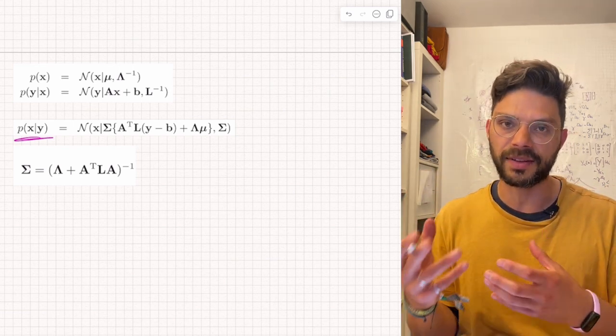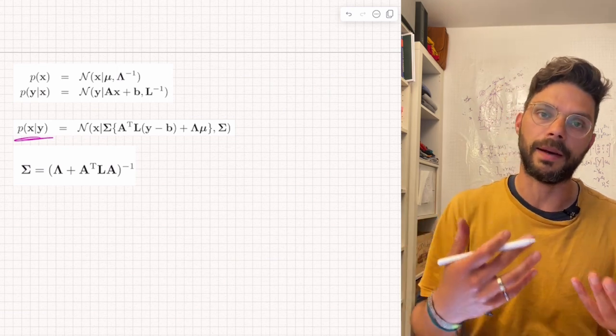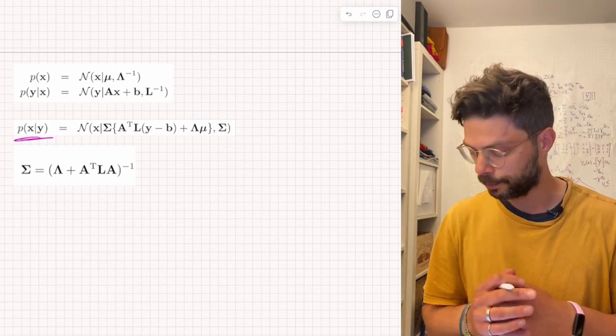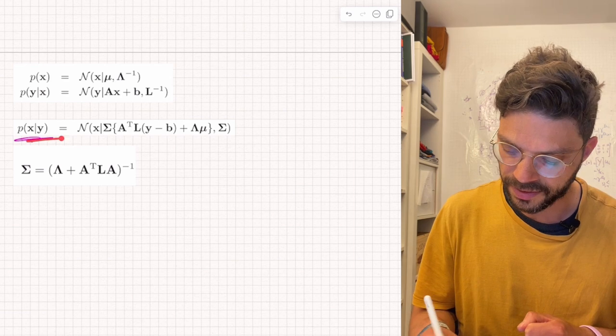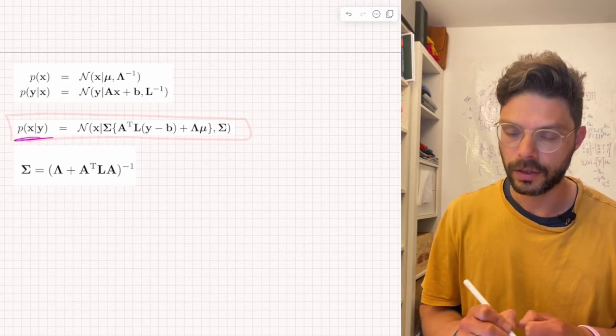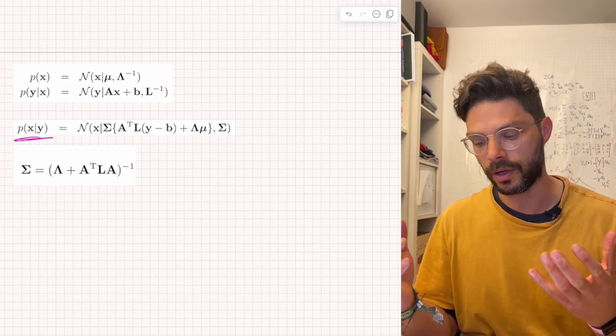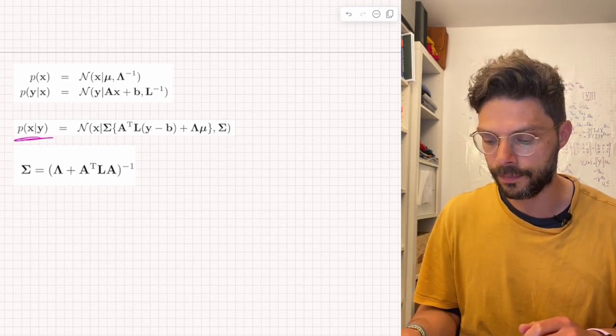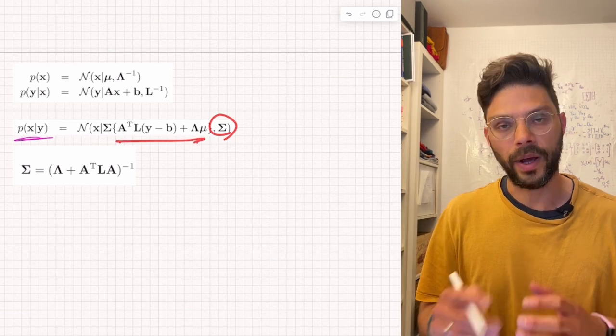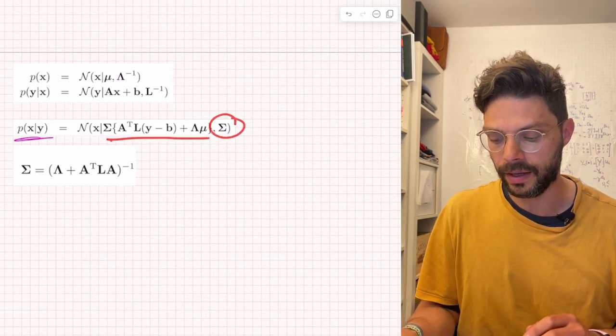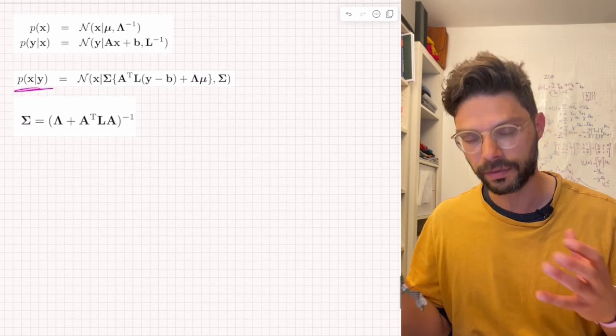So the source that has the highest precision, you want to weight that more. And it makes perfect sense, right? And basically that's what this expression here is. You have a weighted combination of two sources of information about x, which is giving you the weighted mean, and then the resulting covariance.